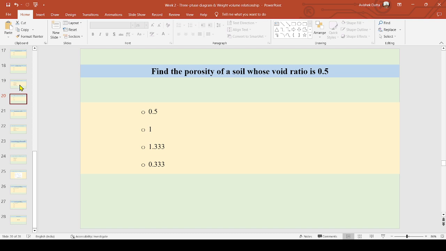Find the porosity of a soil whose void ratio is 0.5. The options are 0.5, 1, 1.333, 0.333.